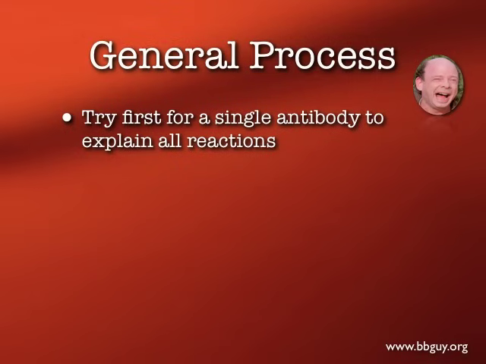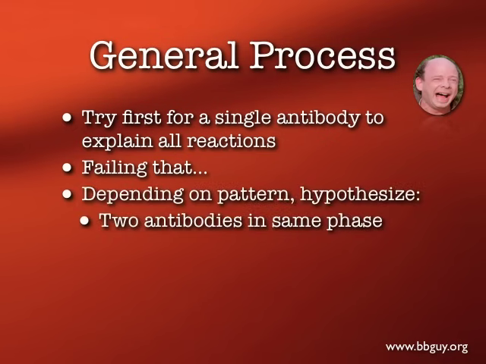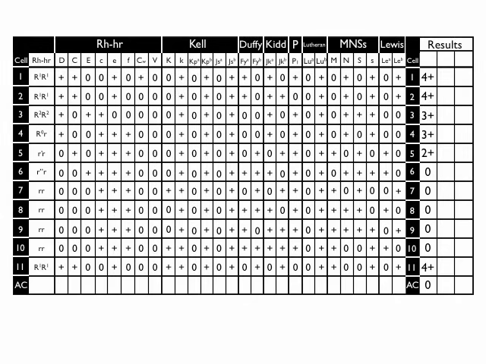Okay, so after we've tried first for a single antibody, if that doesn't work, failing that, the first thing that I generally try to do, depending on what the pattern looks like, is hypothesize two antibodies in the same phase. Let me show you what I mean by that. This is another panel. This is a different panel, though it looks similar at first. And let's see what we can learn just by looking at it.